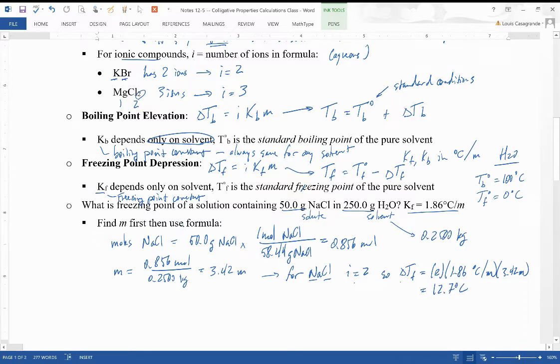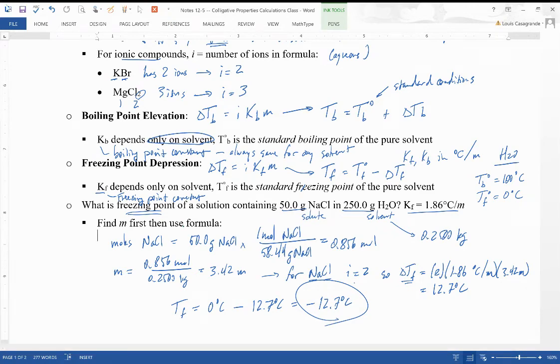But remember, that's the delta T. We want to get to the actual freezing point. So for this solution, the freezing point is equal to 0 degrees C, the standard freezing point of water, minus that 12.7 degrees C, or, nice easy calculation, negative 12.7 degrees C. And so this is a solution that we could have used in our demonstration the other day with the seltzer water, because this would get us down to a temperature of negative 12.7 degrees C for our ice bath.